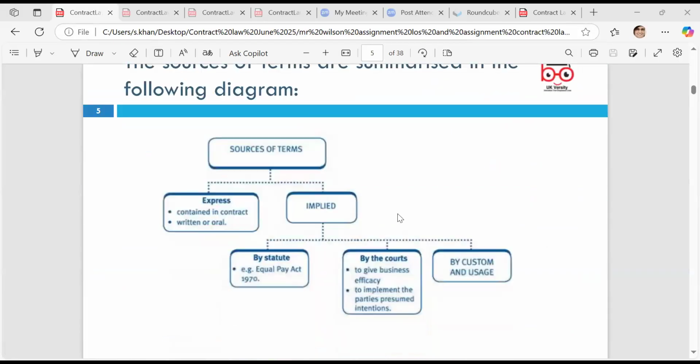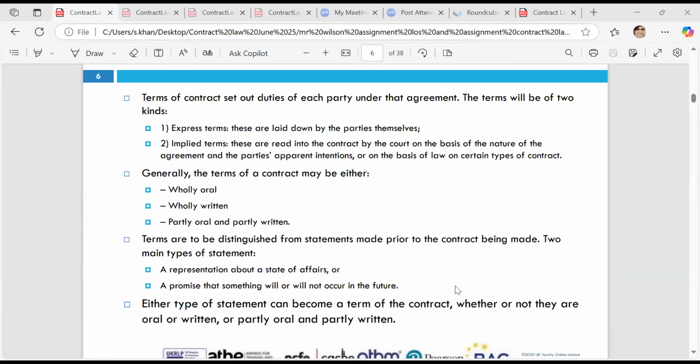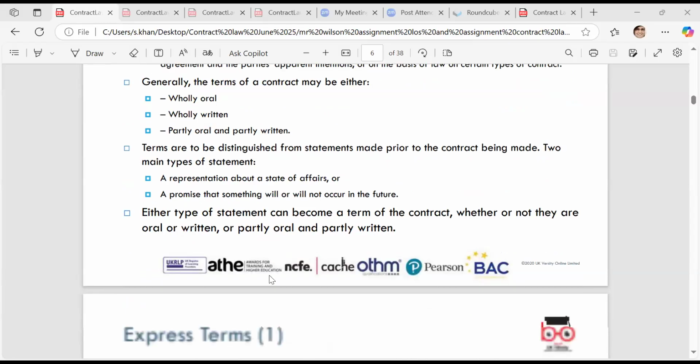The sources of terms: we look at express terms and implied terms, where an implied term is by statute, by courts, and by custom and usage. So terms of a contract set out duties. Each term will set out contractual duties for each party, and we'll look at each term in more detail. Generally the terms of a contract may be either wholly oral, wholly written, or partly oral and partly written as well. Either type of statement can become a term of a contract.